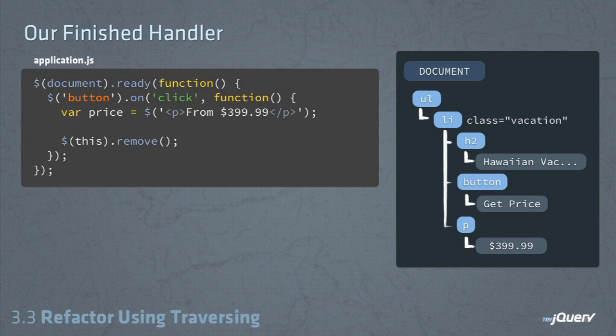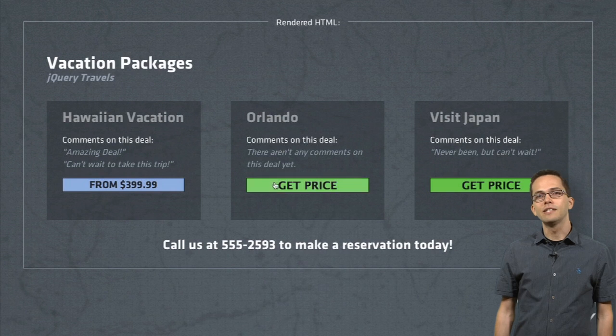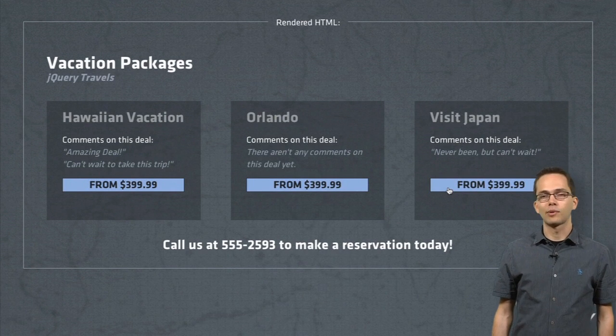So let's go ahead and put this line of code back up into our event handler. And now it's going to add the paragraph at the bottom of the vacation class. Let's take a look. So now when we click each button, each of them will show us the price properly.